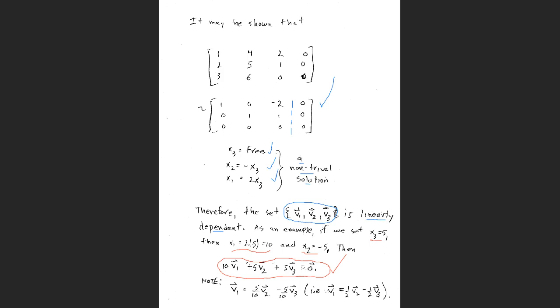Similarly, we could say that v1 is equal to 1/2 v2 minus 1/2 v3. I think it's a little easier to verify. Look at your vectors v1, v2, and v3 and just verify it for yourself. Let me know when you've checked it. Let me give you a moment here to catch up.